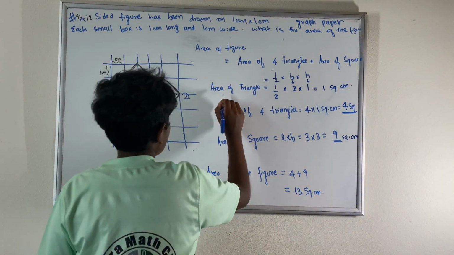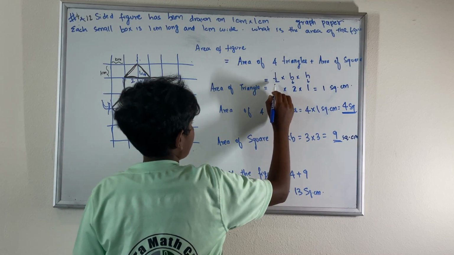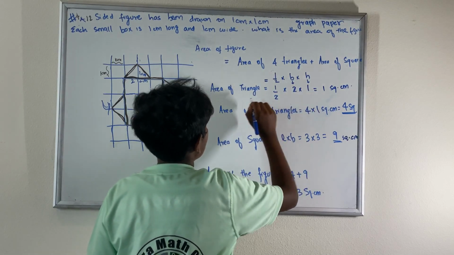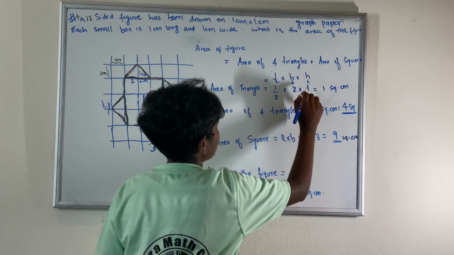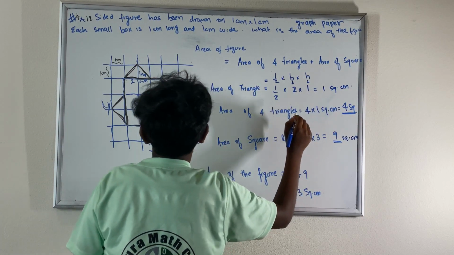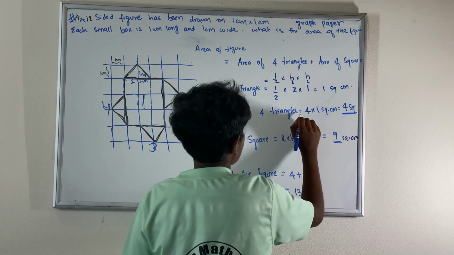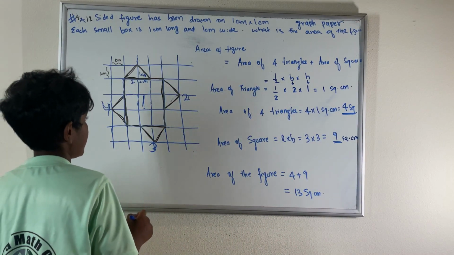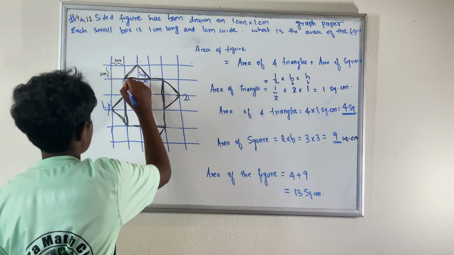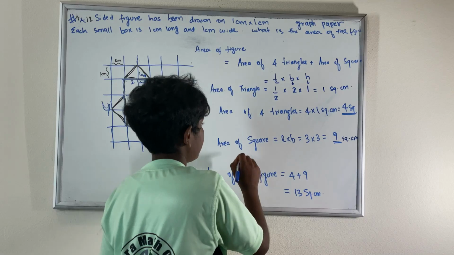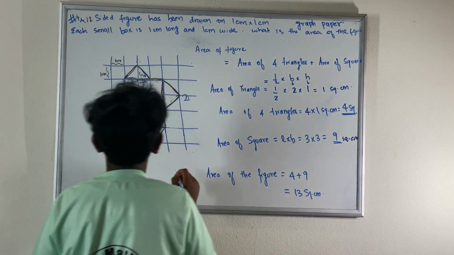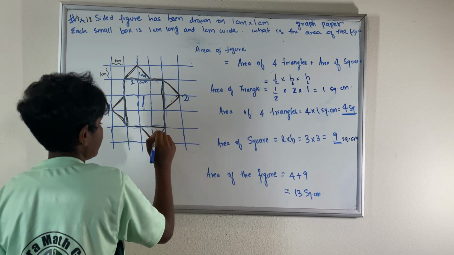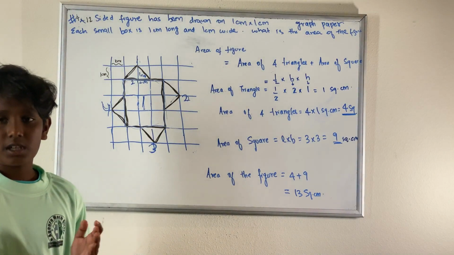So area of triangle equal to the formula half times base times height. But in this case, we're using numbers instead of the base and height. Area of triangle equal to half times 2 times 1 equal to 1 square centimeter. So area of 4 triangles equal to 4 times 1 square centimeter. So now we have found the area of the 4 triangles. Now we have to find the area of the big square here. Area of square equal to length into breadth. So now if we look at it, the length of it would be 3, and then the breadth of it would be 3. Because on a square, all sides are equal.